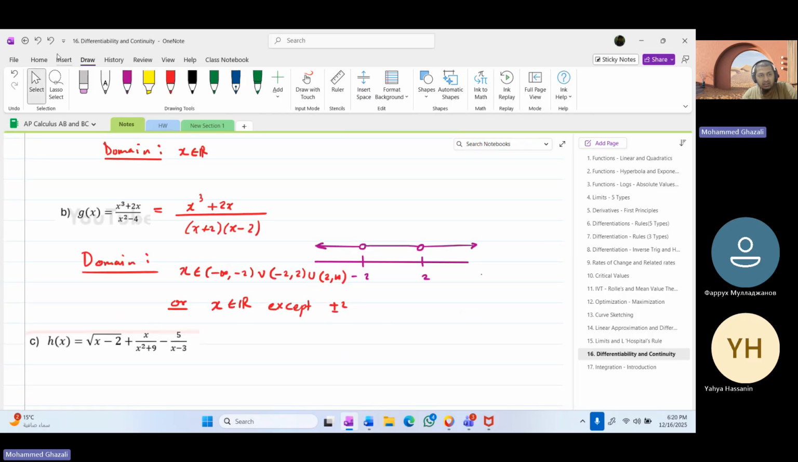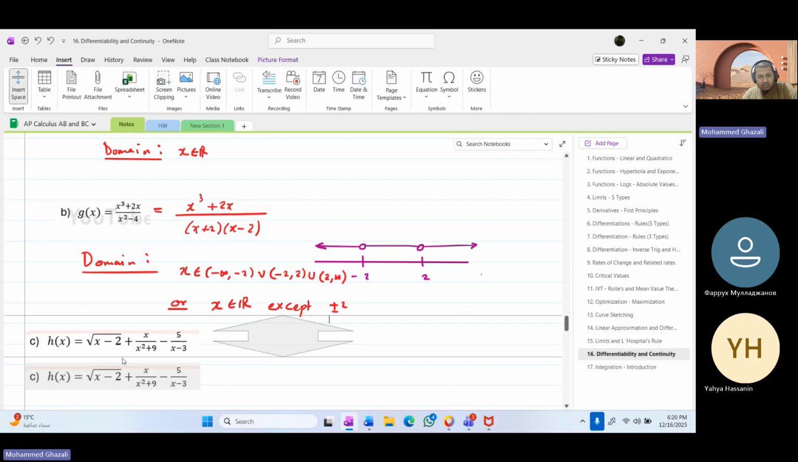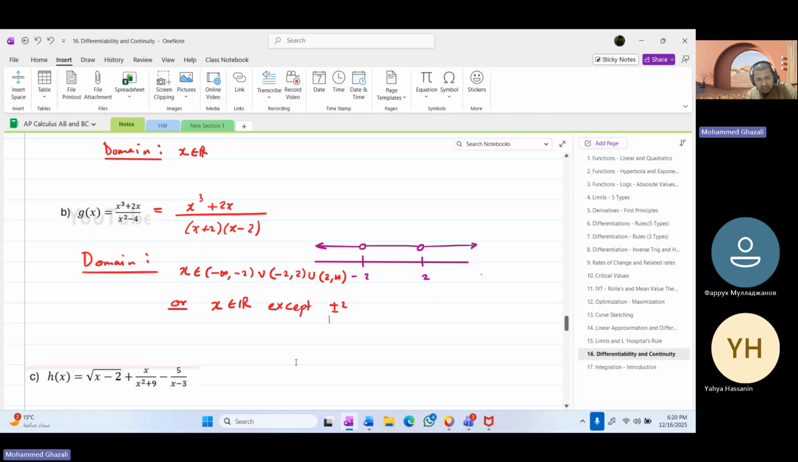And if you're going to write it in the set builder notation with the curly brackets, you're going to say domain is equal to x such that x is a real number, comma, x is not equal to plus minus 2. Okay, so these are the different forms of writing, but remember to just try to use one method. Try to use the union method or interval notation.